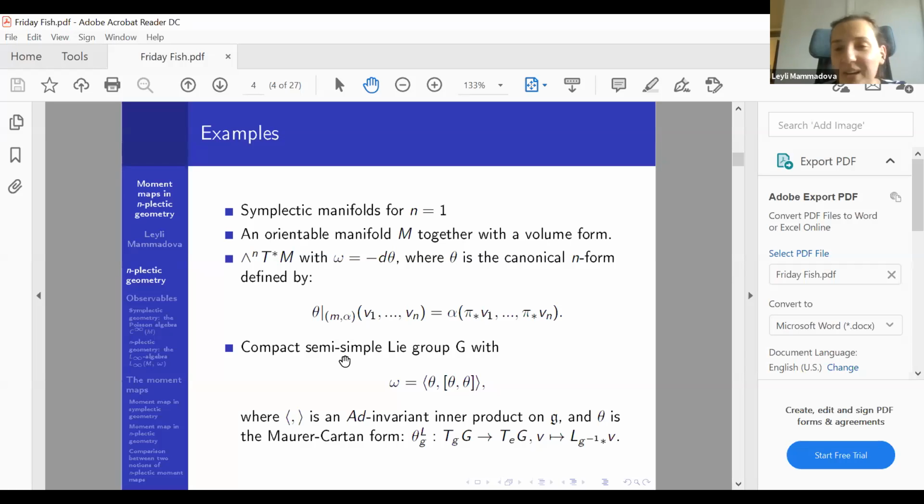Unfortunately, when I got the email about coming to speak here, I told Alvaro that this is not really Poisson geometry except in n equals 1, but unfortunately, I'm not aware of any similar results.